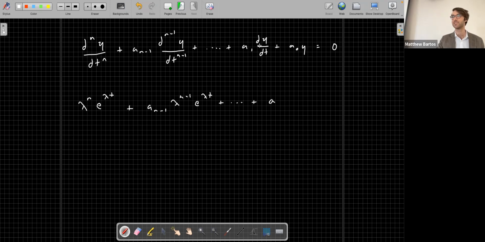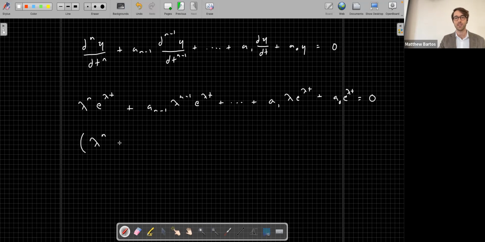This term right here, right? Okay, lambda e to the lambda t, and then this term here will simply be a naught e to the lambda t is equal to 0. Okay, so looks like we're getting somewhere. Now note that all of these terms over on the left-hand side are multiplied by e to the lambda t, right? So we can go ahead and factor that out.